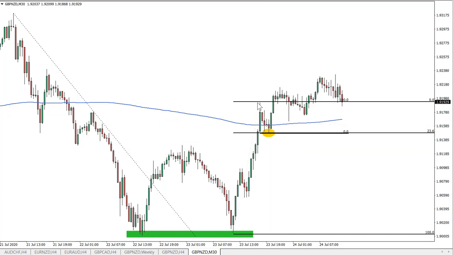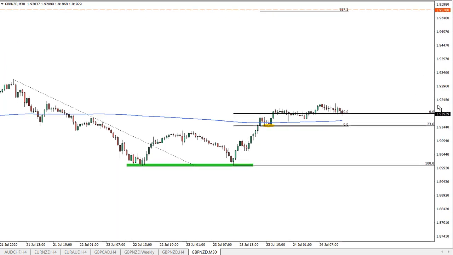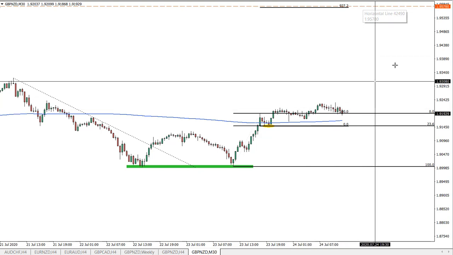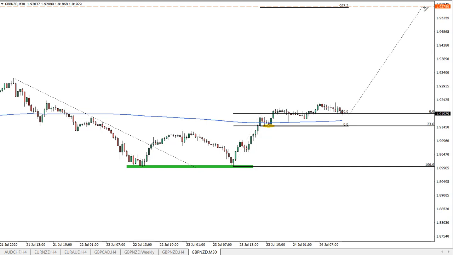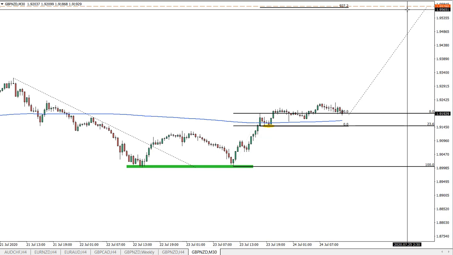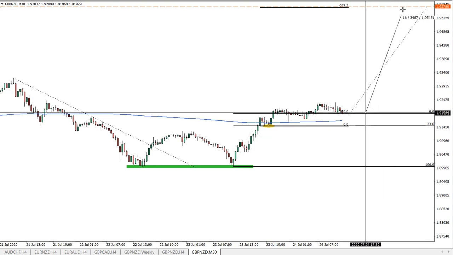Another thing I did was apply FIBs to this correction where the moving average was rejected. If we just adjust the chart, we can see that the 27.2 Fibonacci also corresponds to our previously mentioned upside target and the key resistance level at the 1.9572-73 area. This is what is expected from this pair: upside move continuation towards this level, which makes this move around 380 pips.